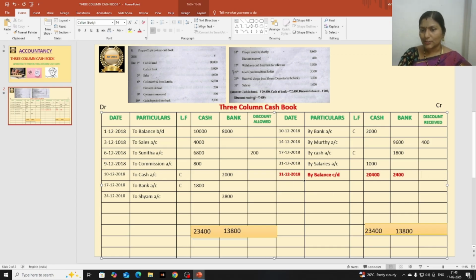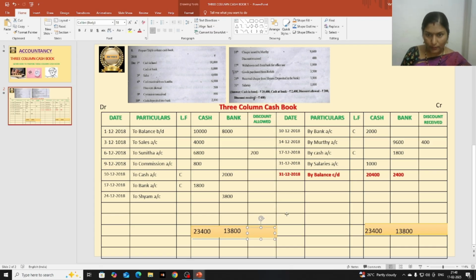I mentioned balance carried down. Which color did I use here? Red color, that is the answer here. The balance of cash that they have in hand is 20,400, and in the bank is 2,400 at the end of the month. Now let us total the discount column also. We are not going to balance it, just do totals of that. Just add it and record the totals.